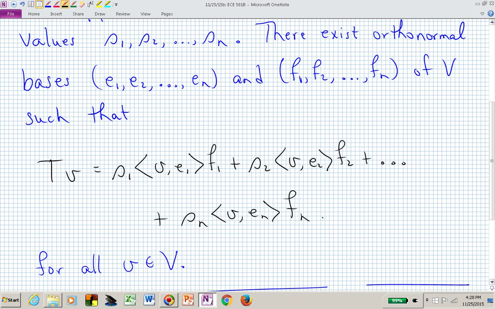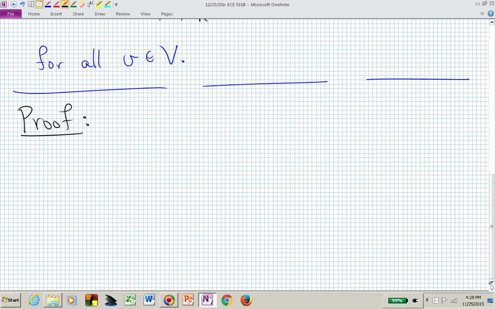Remember, the inner product of v with e1 is just going to tell you how the vector v is aligned with the first basis vector e1. That just gives us a scalar, and then we'll use that product of two scalars, s1 and that inner product of v with e1, to weight the second set of basis vectors, f sub 1, and we do that for each of the s's and each of the e's basis vectors and each of the f basis vectors. Let's show or prove where that's coming from.